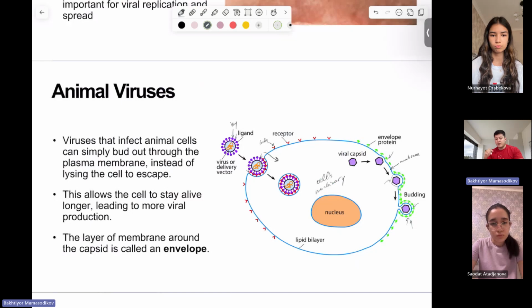Why is budding important for these animal viruses? The cell stays alive for a longer period of time, because the cell is not destroyed here. It can keep making more viruses like a factory running over time. Viruses with envelopes are harder for the immune system to detect. Why is the envelope important for the virus? Because viruses with envelopes are harder for the immune system to detect.